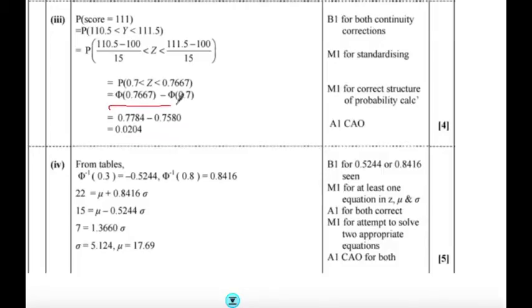Yeah, so again, you won't get punished for getting this slightly off if you made the same mistake before. So you're only going to lose 1 mark in a whole S1 test, basically.